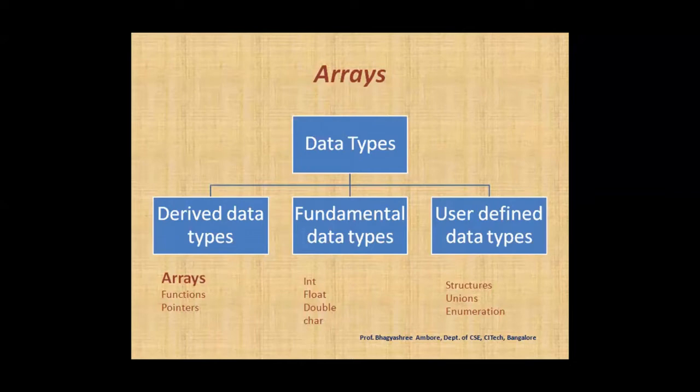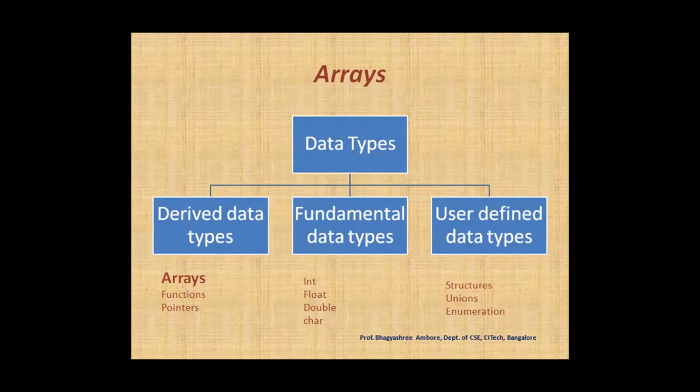Basically, we have already studied that C supports three different types of data types: fundamental data type, derived data type, and user-defined data type. In fundamental data types, we have already studied integer, float, double, and character, and we already know how to use them. An integer takes 2 bytes, and you can declare as many variables of type integer as you want. Float supports real numbers. Double supports numbers with more precision. When you want to use characters, we go with the character data type.